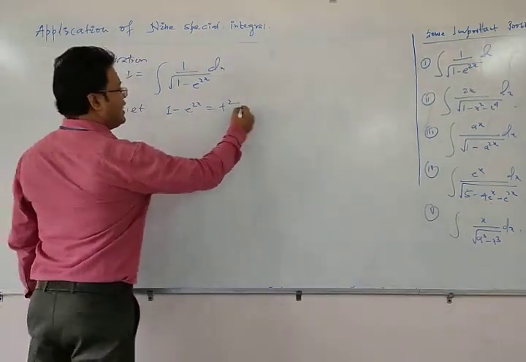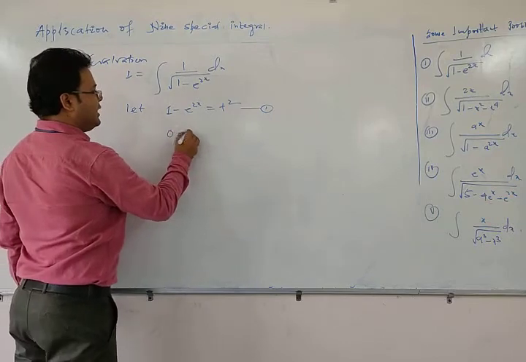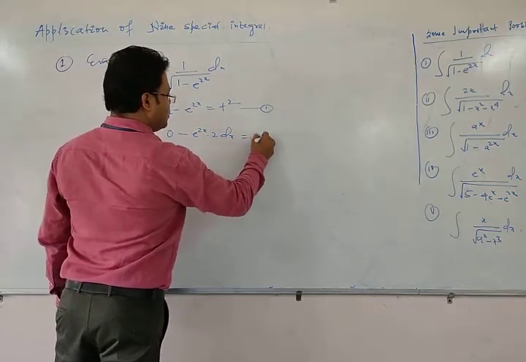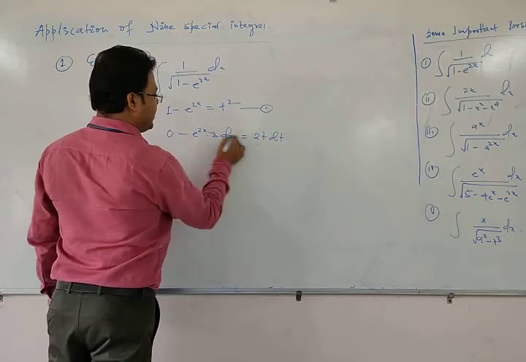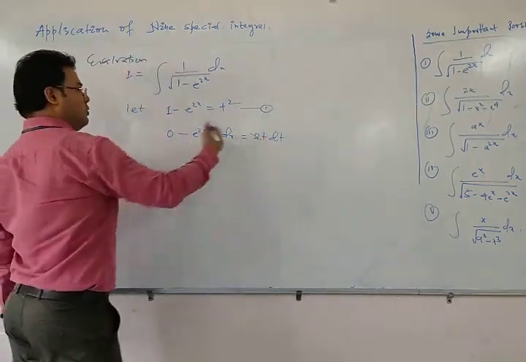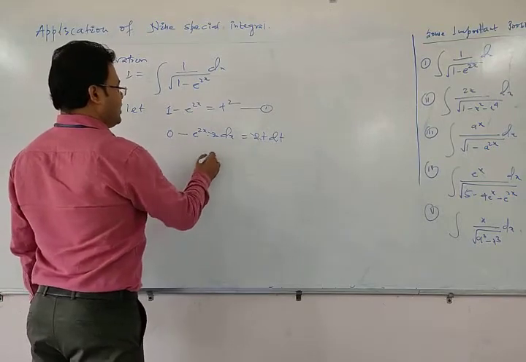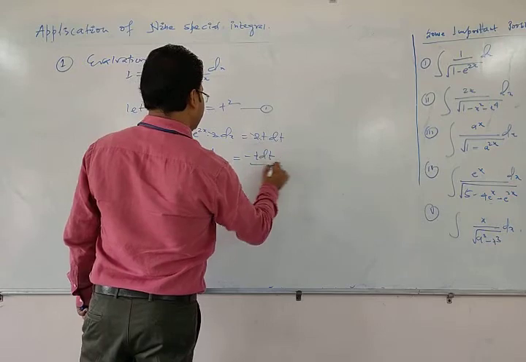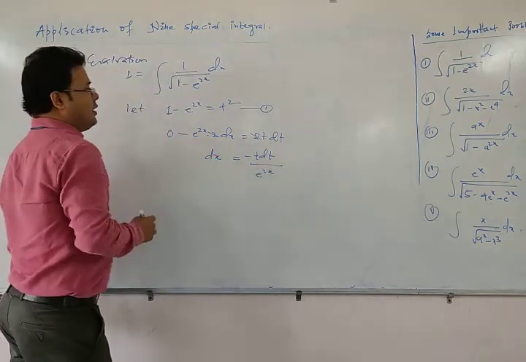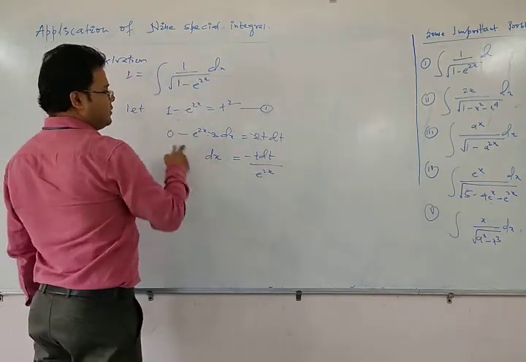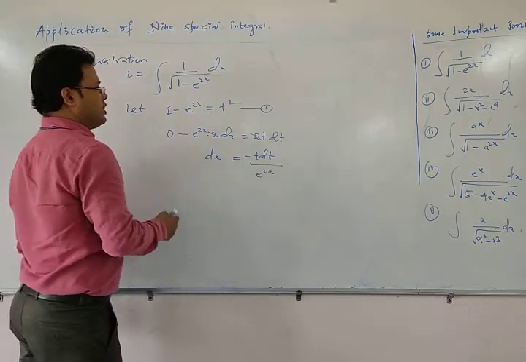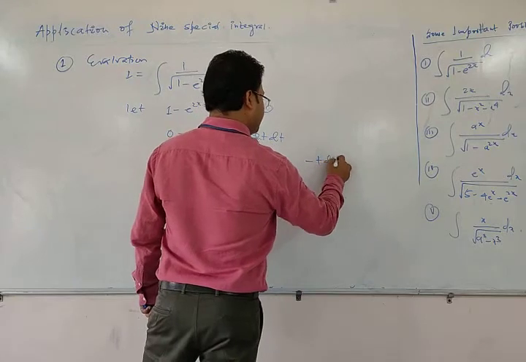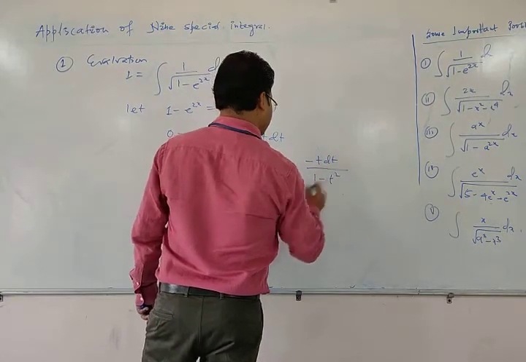On differentiating we will get 0 minus e to the power 2x into 2 dx is equal to 2t dt. So we can cancel out the term 2 on both sides. So here in place of dx you can write minus t dt divided by e to the power 2x. In place of e to the power 2x you can write 1 minus t square. So here we can write minus t dt divided by 1 minus t square.